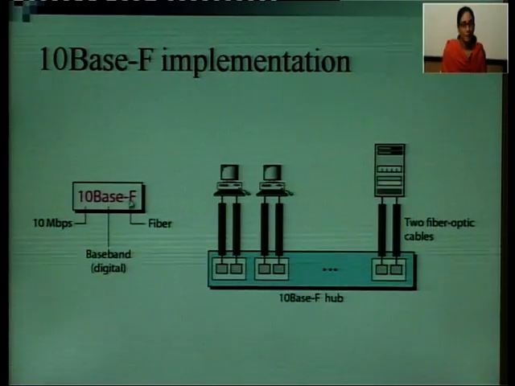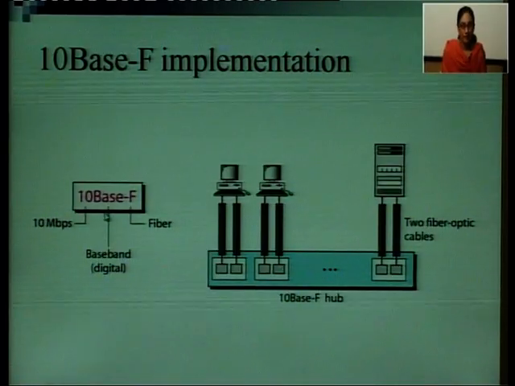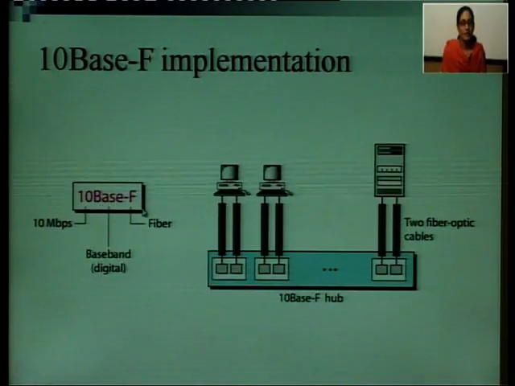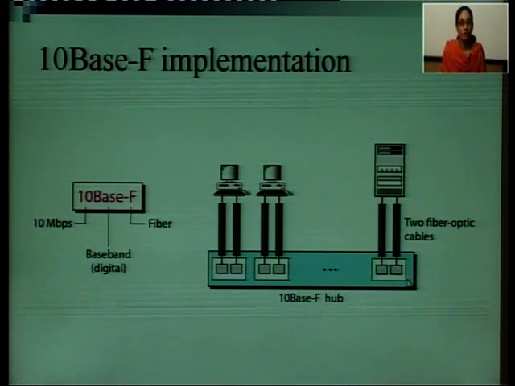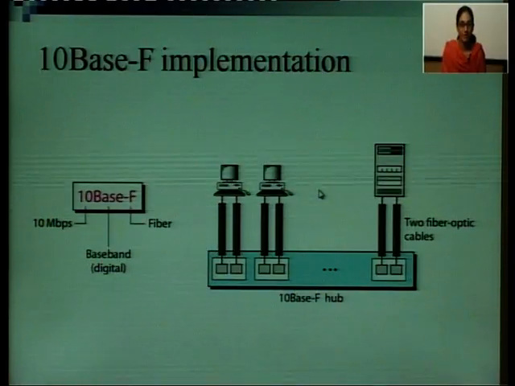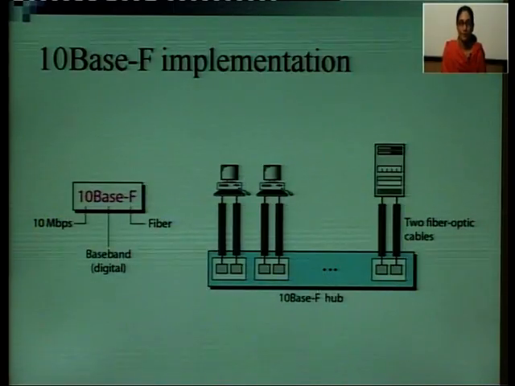In 10Base-F, different fields are available. First is the data rate, then baseband, then F means the type of cable, that is fiber optics. Some connecting device is used and two fiber optic cables are attached. So different computer systems are attached with the 10Base-F type of cable. This is the implementation of 10Base-F.